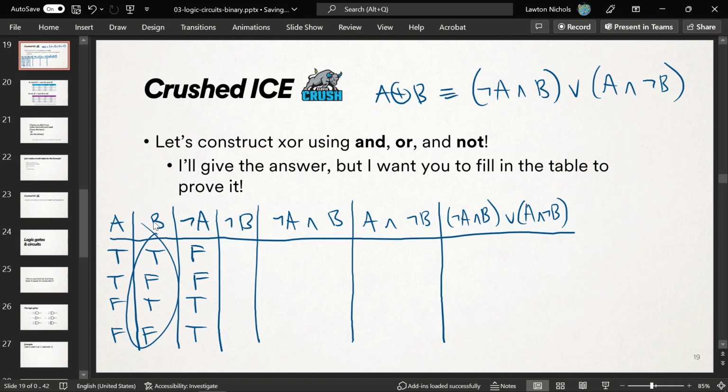So B, let's just flip this. True, false becomes false, true, true. So now we have not A and B. So here's the not A, here's the B. I'm going to AND them together. It's only ever true if they're both true, right? It's false otherwise. So this is the only true case for not A and B, isn't it? The rest are false.